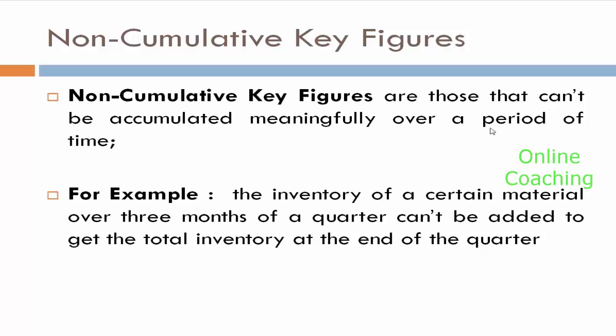There are certain key figures we cannot accumulate meaningfully, as we saw in the previous example yesterday. Population, I cannot do aggregation or summation, right? For example, let's take the inventory of a certain material over 3 months of a quarter. It cannot be added to get the total inventory at the end of the quarter. I gave you the same example yesterday. Inventory is always stock in and stock out, so I cannot sum them to get a total inventory at the end of the quarter. For this kind of data, I set up a non-cumulative key figure.